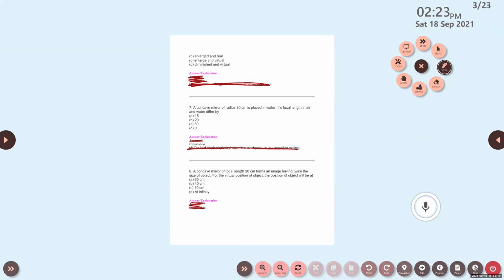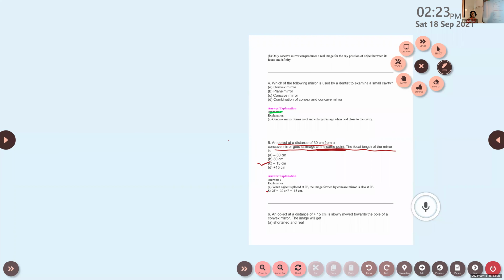And because it is small, like that, diminished. Ma'am, not clear. Voice is breaking. Okay. Here, an object at a distance of plus 15 centimeter is slowly moved towards the pole of a convex mirror. The image will get shortened and real, enlarged and real. Ma'am, Yes. diminished. That virtual, that diminished.